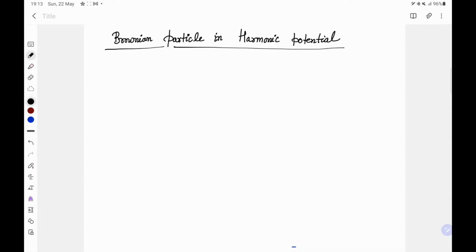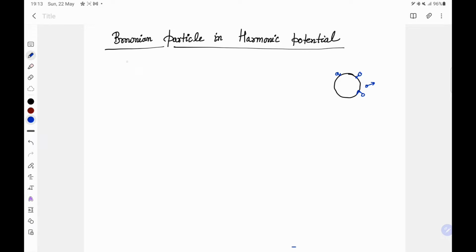From now onwards we shall discuss some problems related to what we have studied till now. So let us start with the first problem of a Brownian particle in a harmonic potential. Till now what we have seen is that the Brownian particle is only bombarded by the small tiny fluid molecules, but there is no external potential.